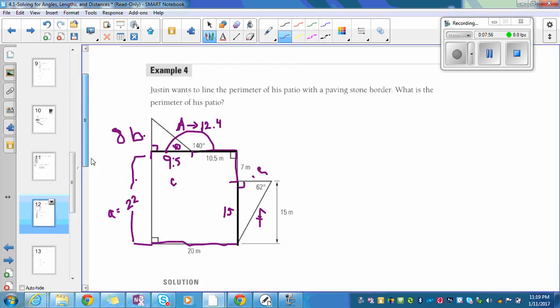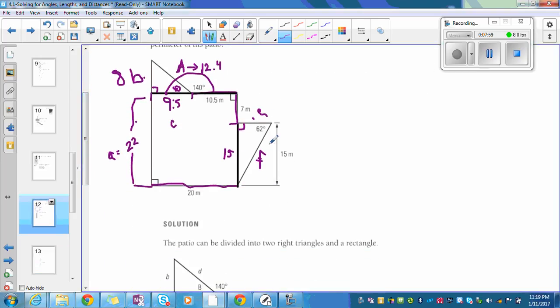Our last thing we need to do is to find these two side lengths over here, so then we can just add up our total perimeter. With this triangle, we have angle 62. And we have an opposite side, 15 to that. This is the adjacent side, E, and hypotenuse, F. So we can use sine, opposite over hypotenuse. So the sine of 62 is equal to 15 over F. And then we can also use tan. The tan of 62 is equal to 15 over E.